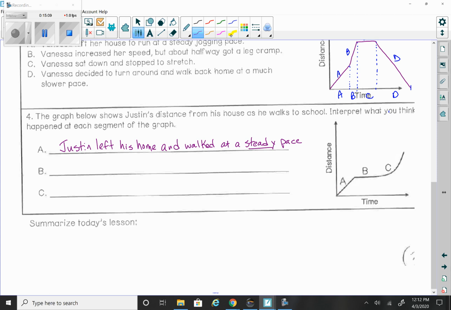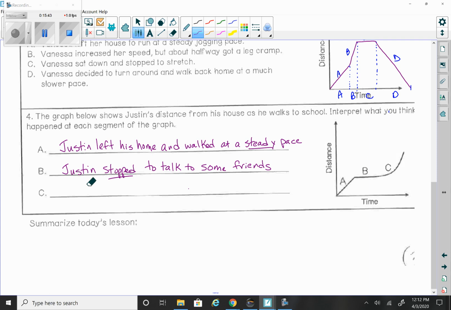Part B of the graph looks like it's flat. So for some reason, Justin wasn't moving. He wasn't walking. And this is where I said you can be a little bit creative if you want. We know for sure that for some reason, Justin stopped, right? He wasn't moving. I'm going to say Justin stopped to talk to some friends. Maybe you're going to say he stopped to pet a dog, or some other reason that he might have stopped on the way. You can think of something.